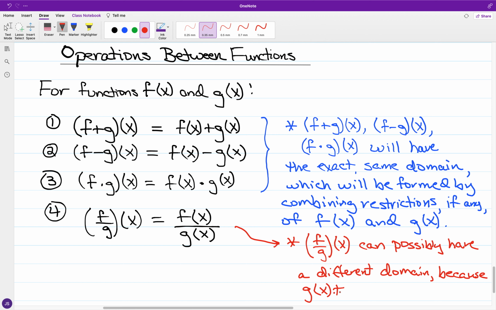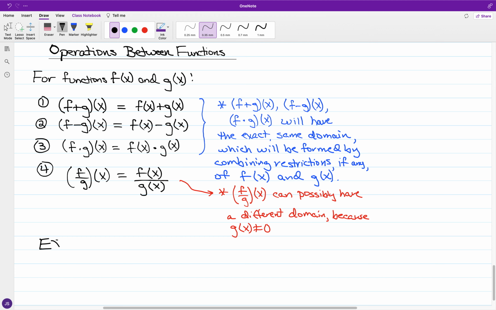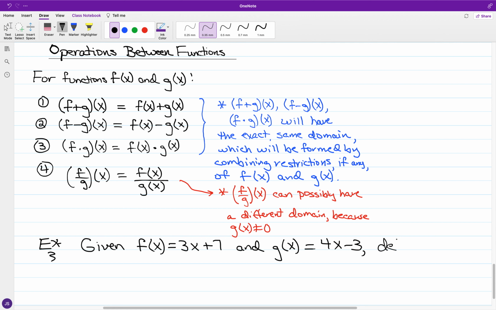Okay, so after giving this advance, just to give you a view in terms of operations between functions, we are given f of x is equal to 3x plus 7 and g of x is equal to 4x minus 3, and we are to determine the following.